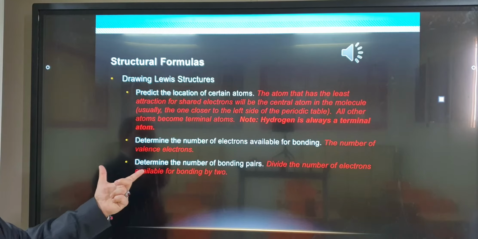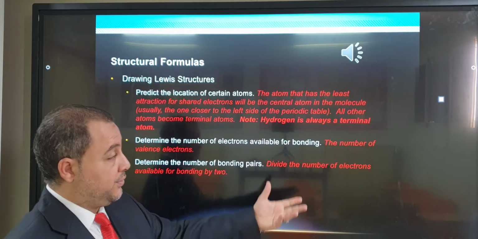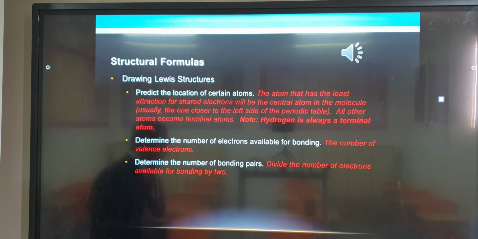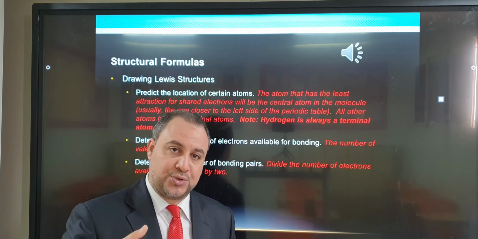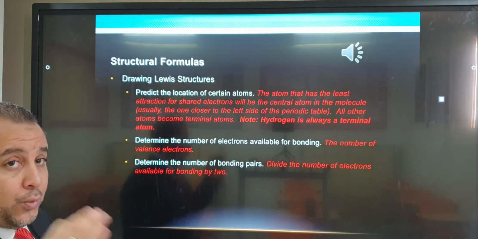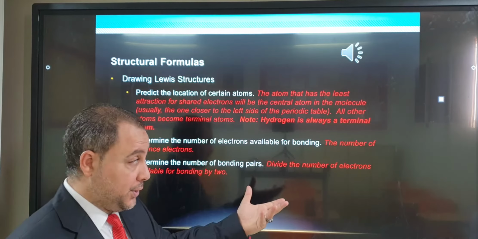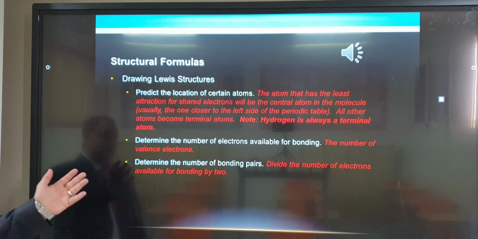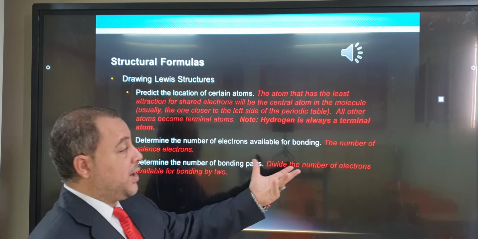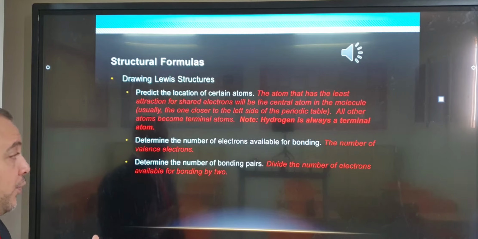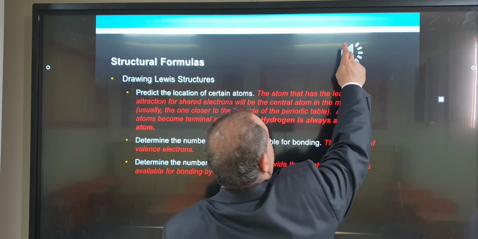Then determine the number of electrons available for bonding, the number of valence electrons. What is the valence? Valence may be mono, di, or tri, and so on. So we must take care to determine the number of electrons available for bonding. After that, determine the number of bonding pairs: divide the number of electrons available for bonding by 2. Listen, please, again.